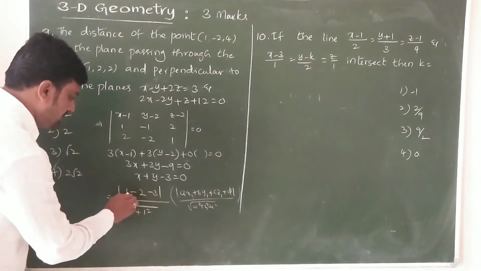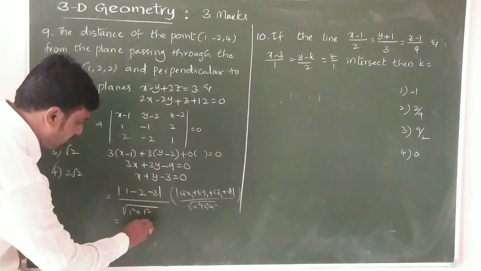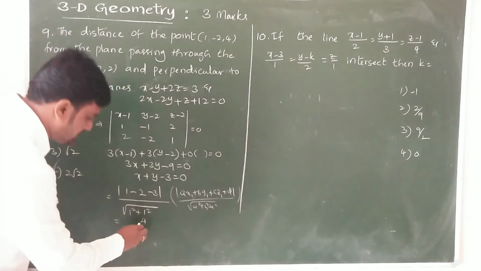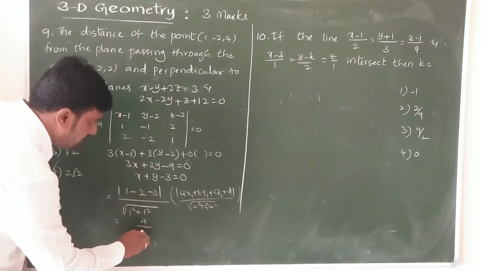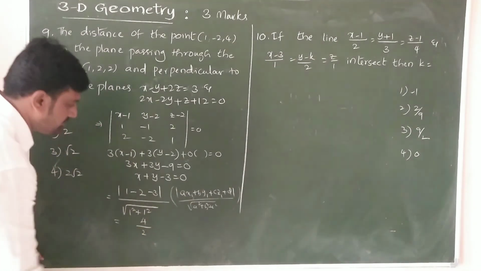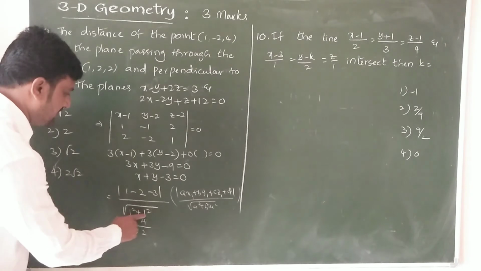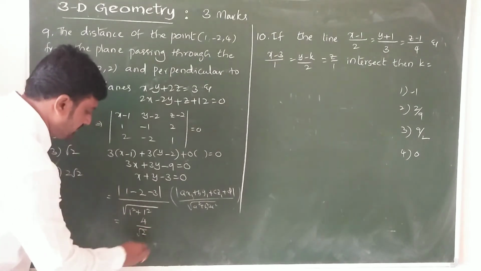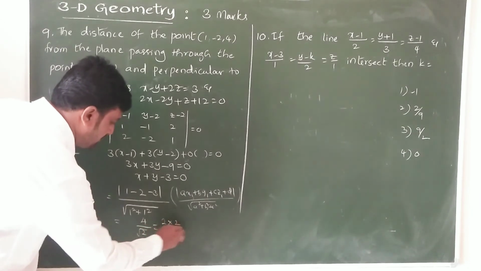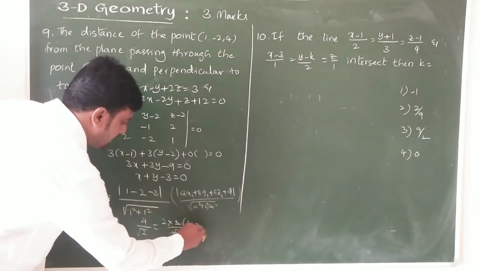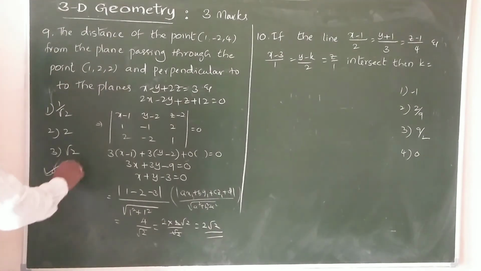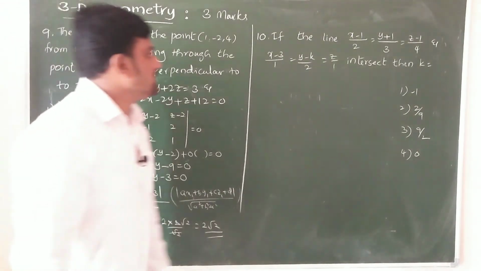So it is 1 minus 2... minus 1 minus 4 plus 4, yes or no? It is minus 5 minus 4... plus 4 by root 2, means 2. Okay, 1 square plus 1 square is root 2, then 2 into 2 by root 2 equals 2 root 2. The fourth option is the right option. Now next one.